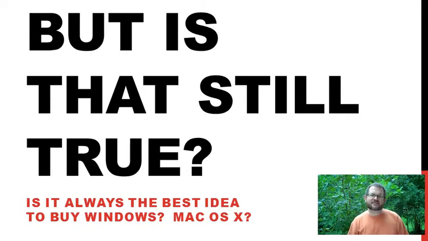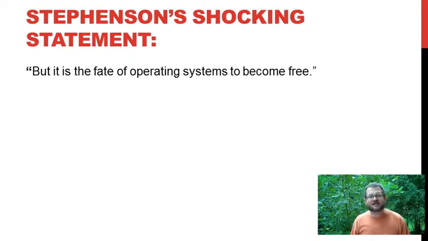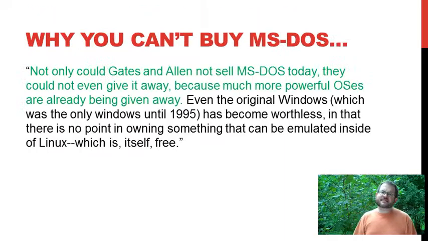And Stephenson addresses this with what is in many ways the most shocking thing that he says in this book, which is that it is the fate of operating systems to become free. That's going to be one of the things you're going to be doing in discussion 3, talking about why it's the fate of operating systems to be free. But let me just kind of get you on a track. You've already read this reading from the book, but let me steer you towards part of what he says in the book here.